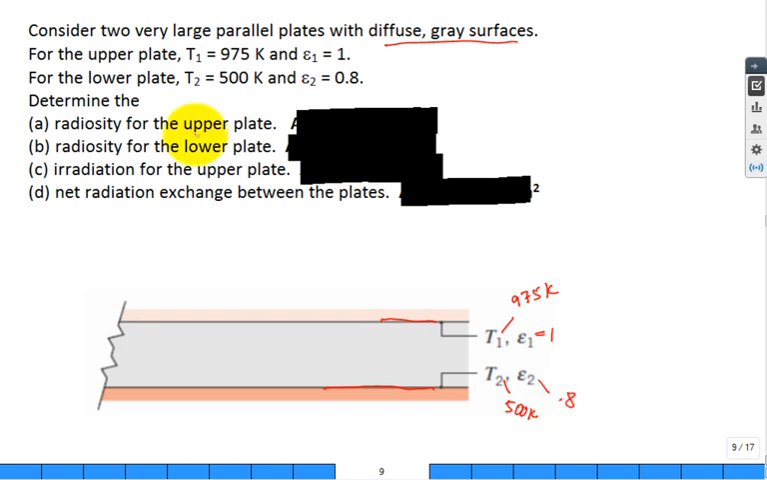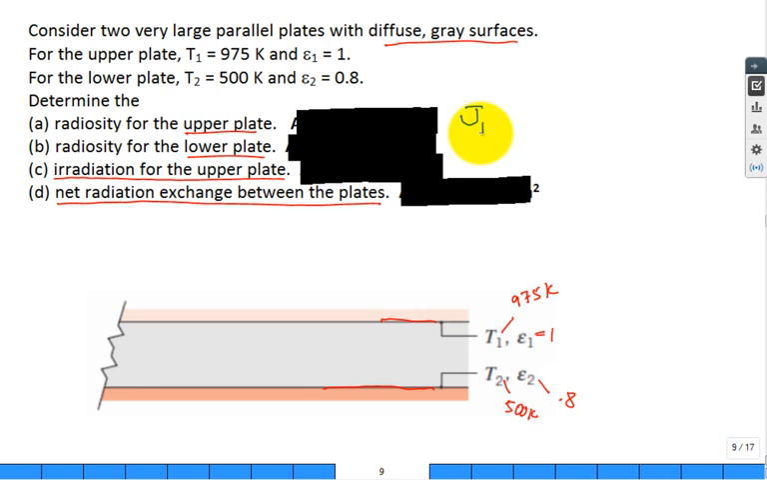First question, what is the radiosity for the upper plate? The second, what is the radiosity for the lower plate? Then what's the irradiation for the upper plate? And then the last question, what's the net radiation exchange between the plates? So let's do this. Calculate the radiosity for the upper plate. What symbol would that be? Is that J for the upper plate, surface 1? Is that what they're asking us to calculate, J1?